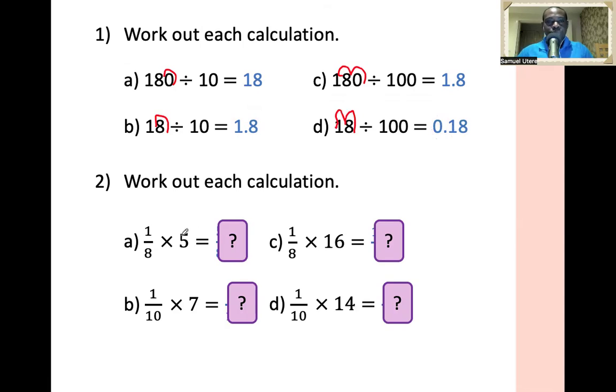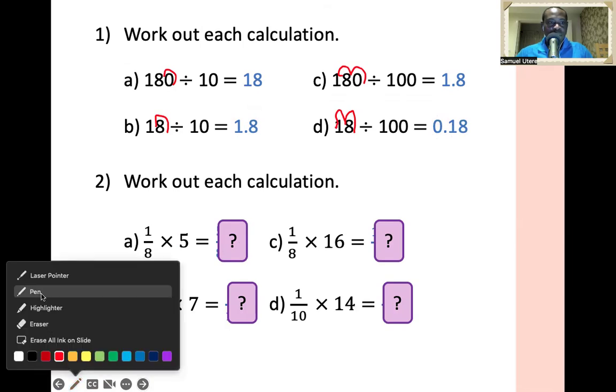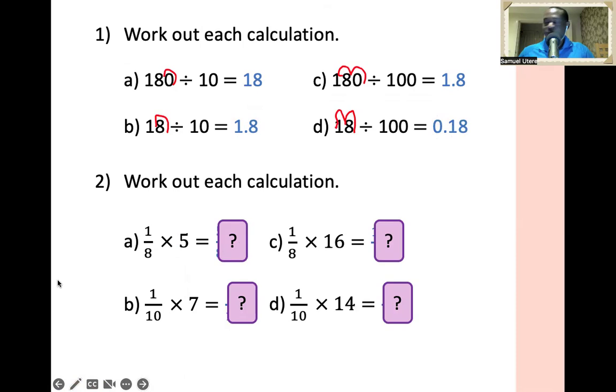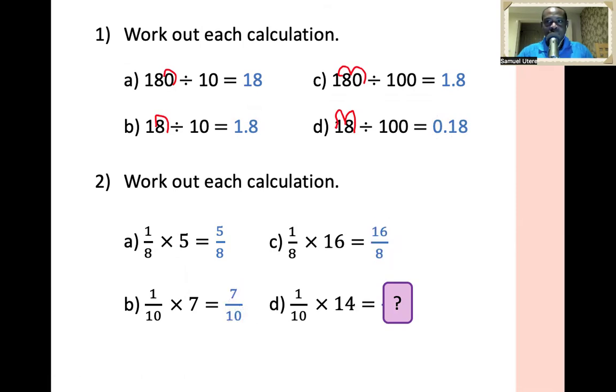Now, here, we're told to work out each calculation. To work out each calculation, you need to realize that we can think of fractions as divisions and divisions as fractions. So this is 5/8. This is 7/10. This is 16/8, which is the same thing as 16 divided by 8 because we can think of fractions as divisions, which gives us an answer of 2. And this is 14 divided by 10, which is 1.4.